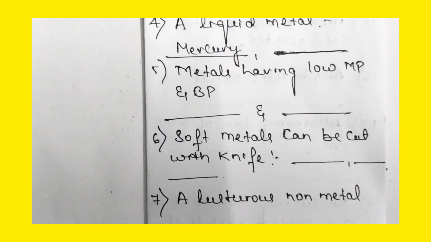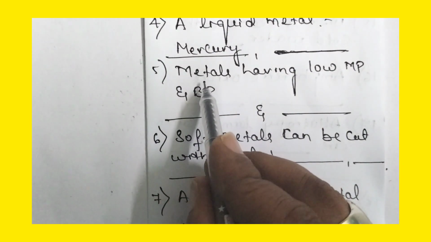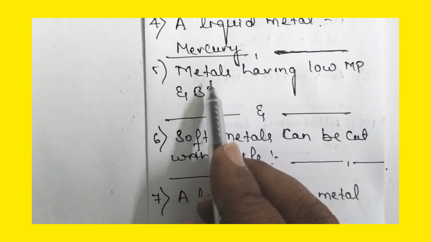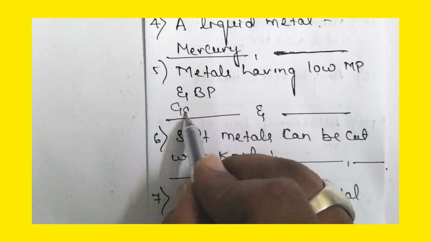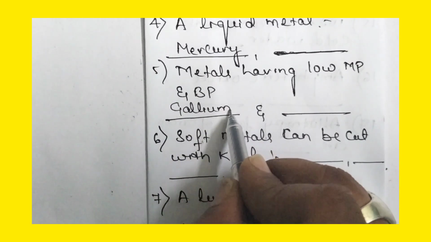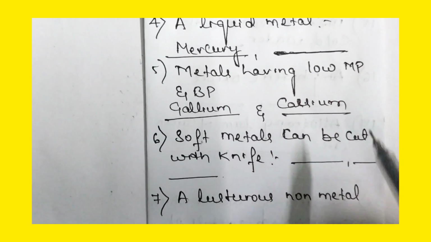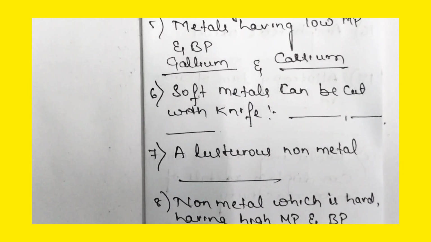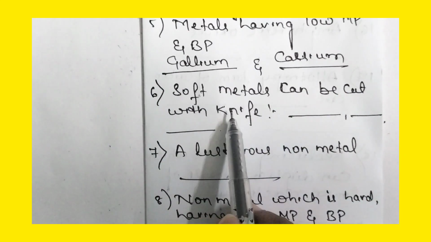Then coming to the fifth question, metals having low MP and BP. They are metals, but usually all the metals will have high MP and BP. But there are two metals whose melting point and boiling point is very low, and they are, one is gallium, another one is cesium. So gallium and cesium are the two metals that are having low melting point and boiling point.